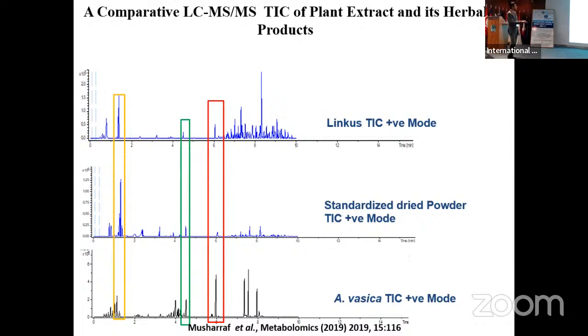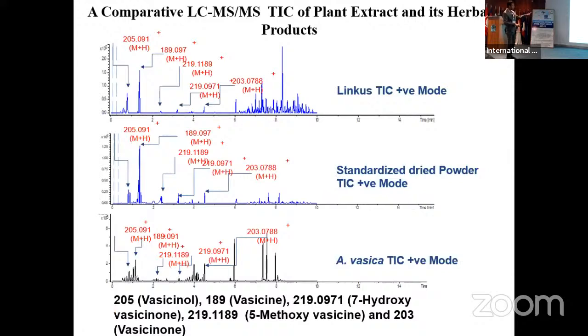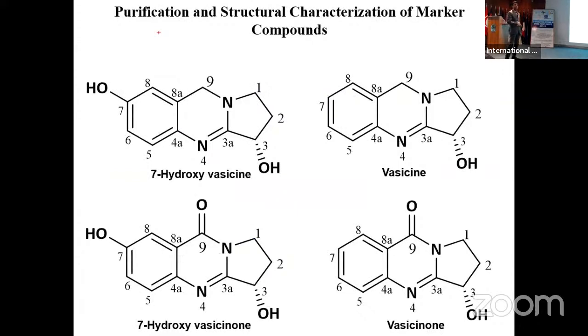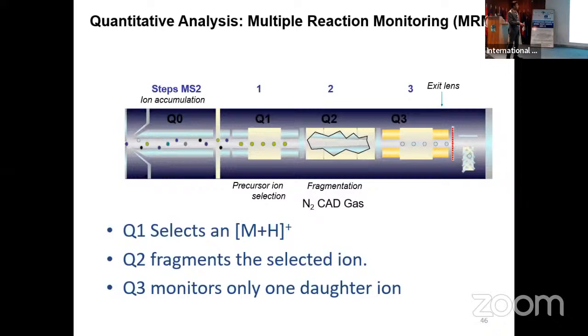Now you can see this is the Lincus, which is actually the extract of 10 materials, and this is the Adhatoda vasica. And we have identified these 3 biomarker components, starting from Adhatoda vasica right through to the final product. These were known compounds, but the method was not developed to see them. So with the help of this method, we have identified these 3. And now you can see this is the extensive LC-ESI MS/MS profile. These were the 4 compounds which we identified, purified and quantified in all the plant extracts and the herbal products.